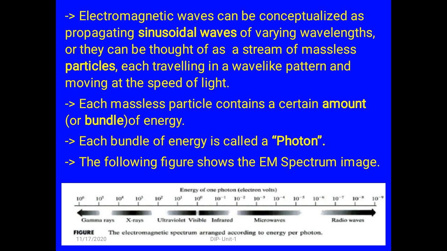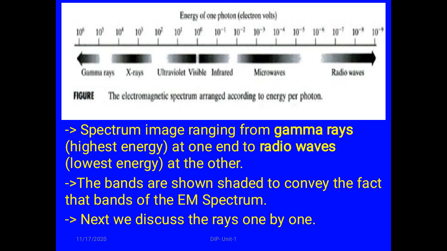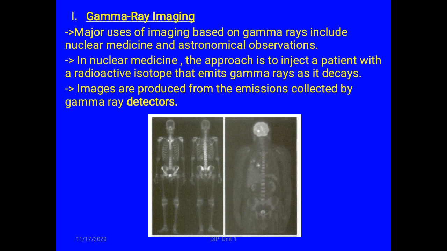The following figure shows the electromagnetic spectrum: gamma rays, X-rays, ultraviolet, infrared, microwaves, radio waves. The following diagram shows the energy of a photon. The electromagnetic spectrum is arranged according to the energy per photon, with spectrum images ranging from gamma rays. The bands are shown shaded to convey the fact that the bands of the electromagnetic spectrum are not distinct. Next we discuss the rays one by one.